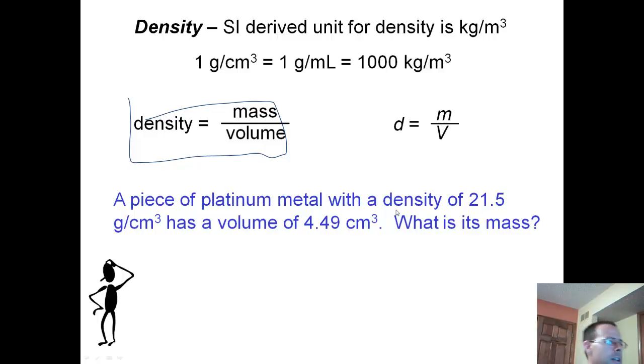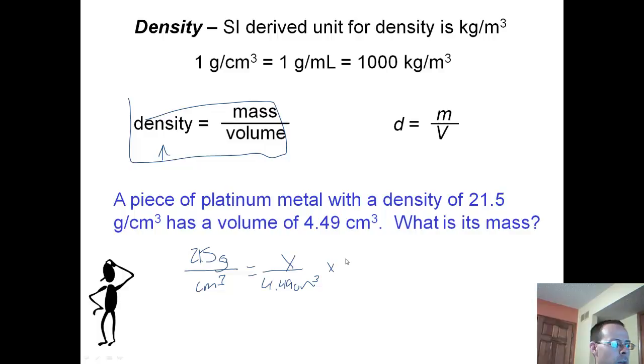Alright, so density equals mass over volume. We're going to do just a quick example down here. A piece of platinum metal with a density of 21.5 grams per cubic centimeter. So I'm going to put 21.5 grams per cubic centimeter on the left, because we have density over here on the left, equals something, mass over volume, has a volume of 4.49 cubic centimeters. What is its mass? Okay, so its mass is on top.